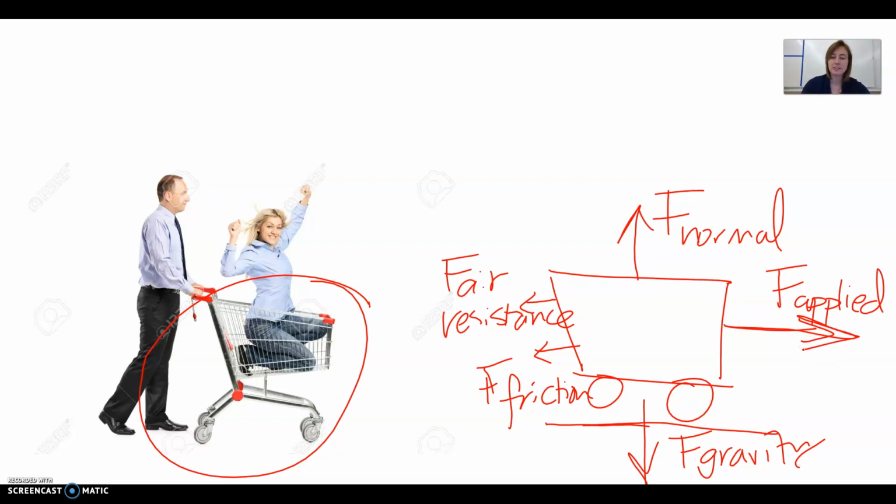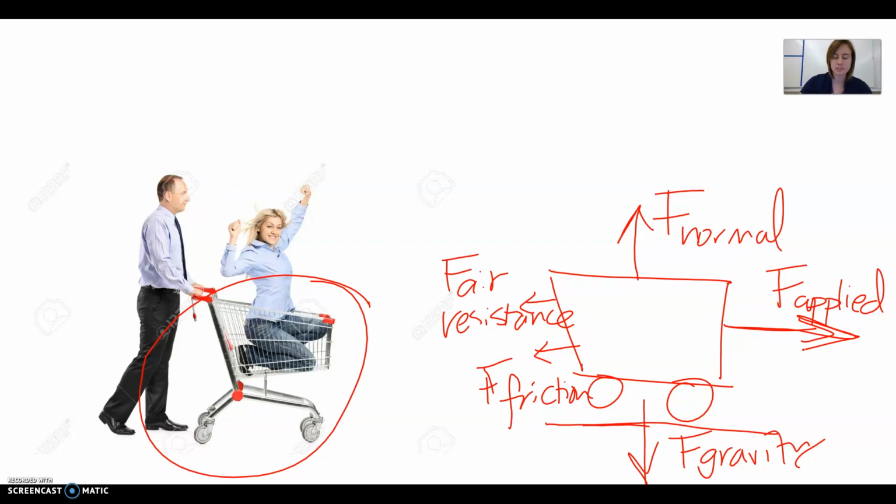Now, normal force and gravity in this case are balanced. So it's not like the cart is going to start floating or sinking or something. It's just going to stay in the up and down direction. It's not going to move. It's only going to move side to side because those forces side to side are unbalanced. Applied force is bigger, right?